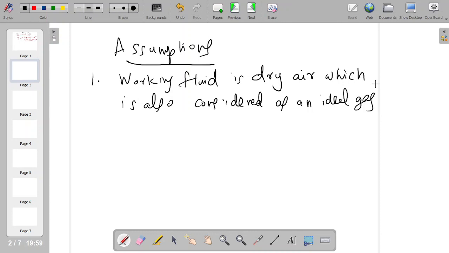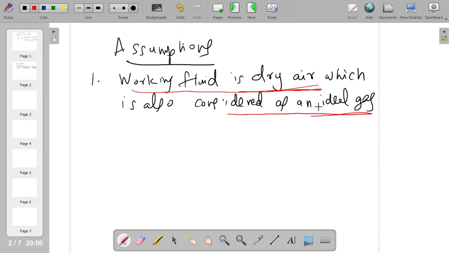We know that in an actual engine the working fluid is a mixture of air and fuel. If it is a petrol engine, it will be a mixture of petrol and air, and if it is a diesel engine, it will be diesel and air. But considering that for theoretical derivation would be very difficult, because we would have to consider the properties of the fuel also, so it would be a very tedious job. So the first assumption in the air standard cycle is that we neglect fuel and consider only dry air, and again it is considered as an ideal gas.